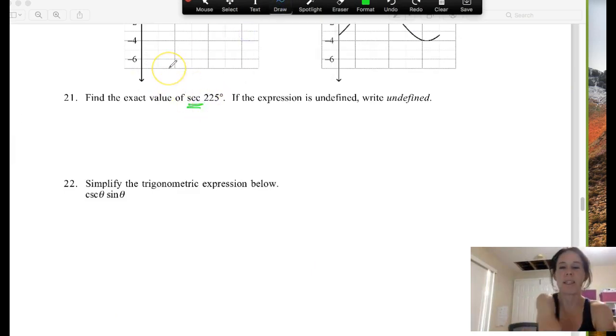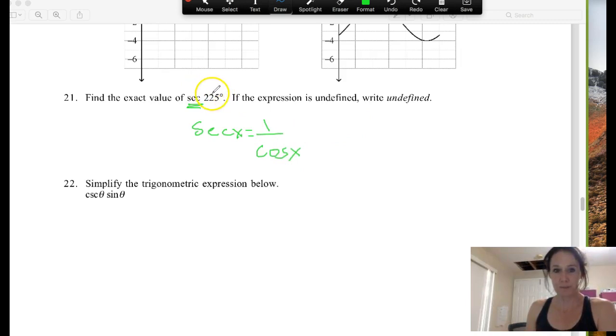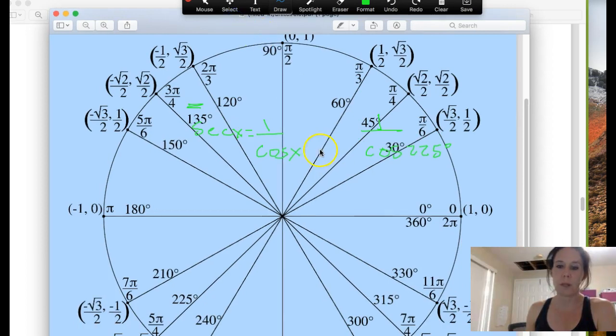Remember, secant, it's confusing because secant and sine seem similar, but secant is actually 1 over the cosine. So the secant of x equals 1 over the cosine of x. So secant of 225 would be 1 over cosine of 225. So where is that? Well, you can draw it out on your unit circle. Let's go ahead and look at where that is.